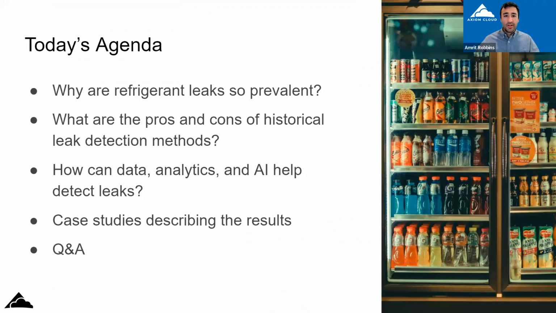So in terms of agenda, I'm going to do less than a third of the talking. Ideally, I want to have you guys do more of the talking. And so that means I'm going to be asking a bunch of questions in these key areas. We'll start off by talking about why refrigerant leaks are so prevalent. What are the pros and cons of these historical leak detection methods? How can data, analytics, AI, and automation help to detect leaks? Then we can talk through some case studies that we've seen out in the field using data to reduce refrigerant leaks and catch them earlier. And then we'll go into the Q&A.